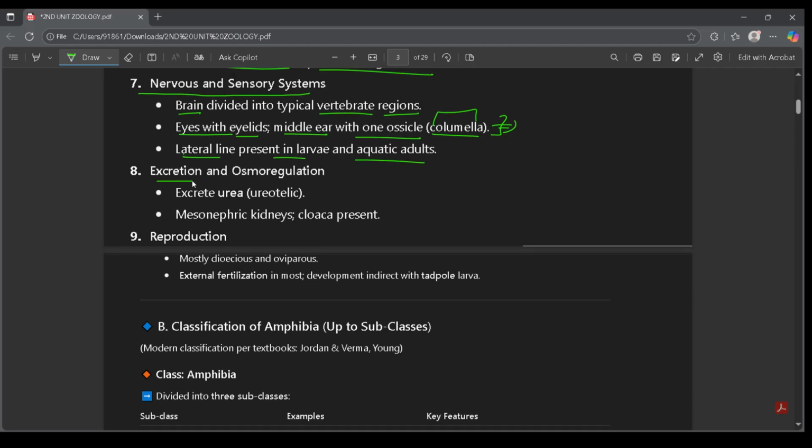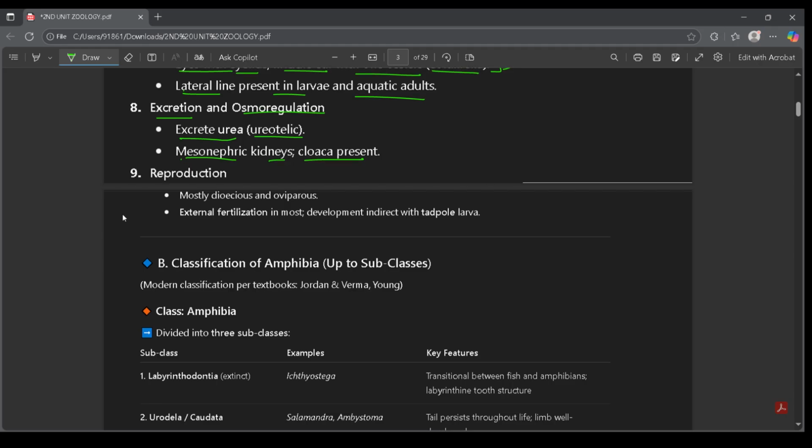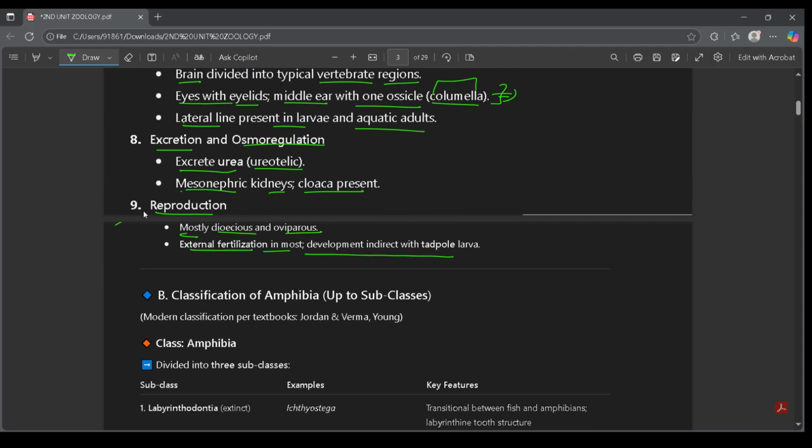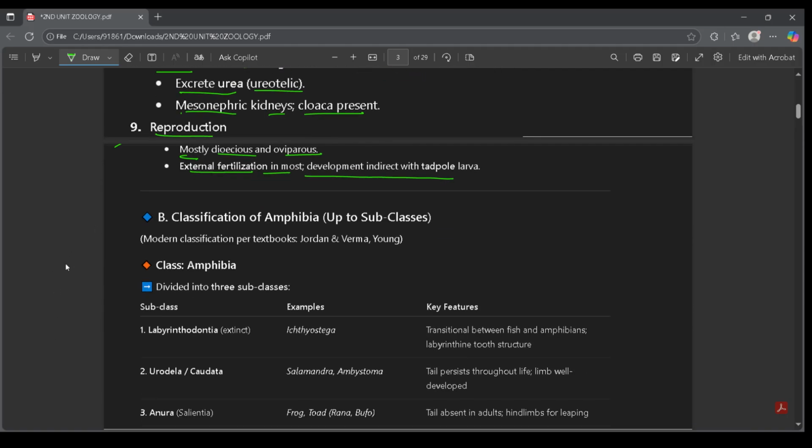Number 8 being excretion and osmoregulation. Excrete urea, ureotelic, and mesonephric kidneys and cloaca present. And number 9 being reproduction, mostly oviparous and dioecious. External fertilization in most and development indirect with tadpole larvae. So we are done with the 9 general characteristics for Amphibia.